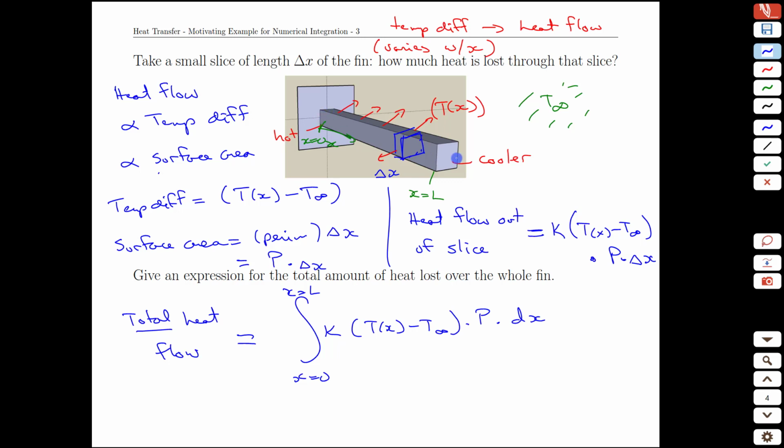Conceptually, we know what we need to do. There's going to be a little bit of focus here because T of x is actually the only variable in here that complicates this. Everything else, K, T infinity, and P, are all constants. So we're going to need to take a closer look at that T of x.